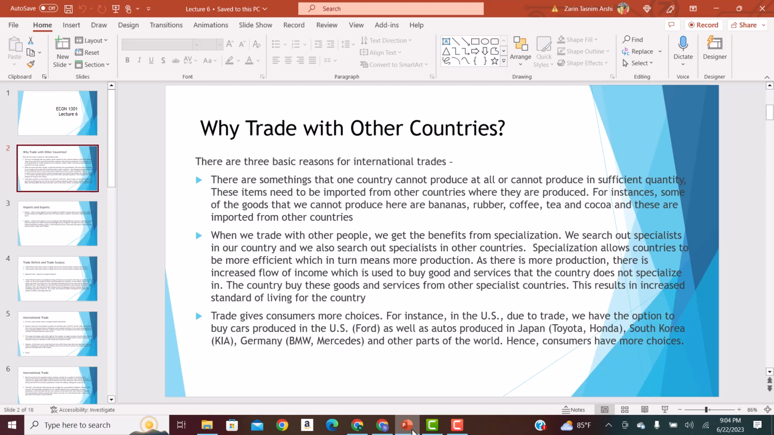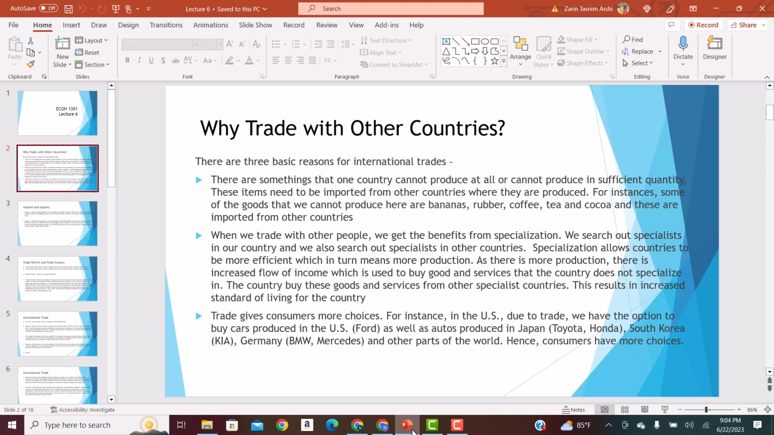So what does that mean? So basically, let's say US is specialized in producing, let's say, cotton. Okay, they have been producing cotton for a long period of time, and as a result, they became an expert in producing this good. So this is an example of specialization. When a country becomes an expert in producing a good, they are said to enjoy the benefits of specialization.